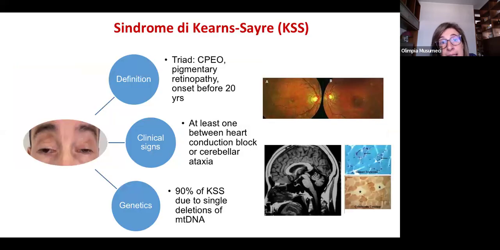Going to the classical syndrome in mitochondrial disorder due to single deletion, we have to talk about Kearns-Sayre syndrome that is characterized by the PEO, but associated with other clinical presentation such as pigmentary retinopathy, with involvement of the heart with heart conduction blocks, cerebellar ataxia, and from the genetic point of view, 90% of these patients have a single deletion in mtDNA. So this is more severe, but still a sporadic form.